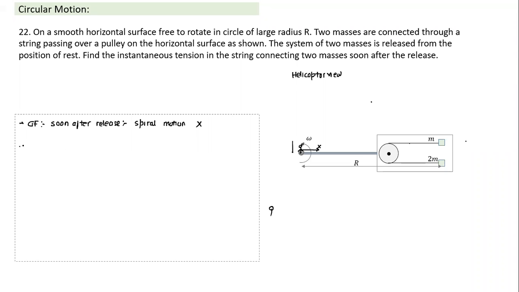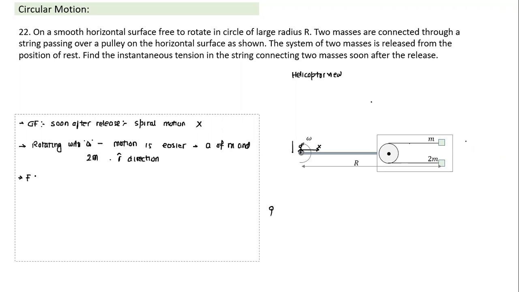But if I use a rotating frame of reference, rotating with omega, then the motion is better understood. What kind of acceleration will it have? The accelerations of m and 2m will both be in the radial direction only, one away and one towards. That's important. That becomes easy. So which frame do I use? We'll solve this question in the rotating frame of reference.